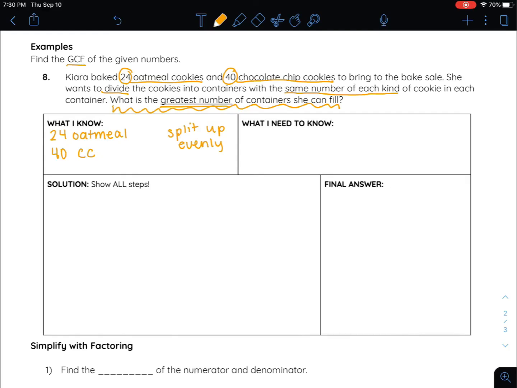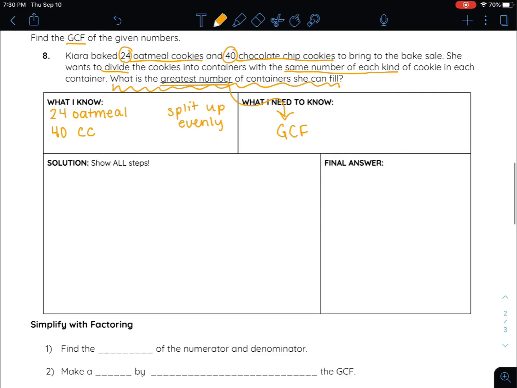But actually, the key word that I really like is in the part that I squiggly underlined, the question. It says greatest number. That right there is definitely a key word for GCF, greatest common factor. So if you ever see that in the question, you know it's GCF. So we just need the GCF of 24 and 40. And we'll go kind of quick because we actually already did some of these.